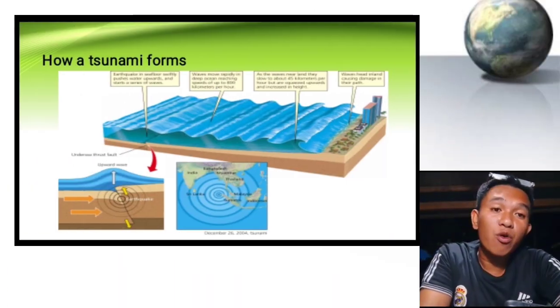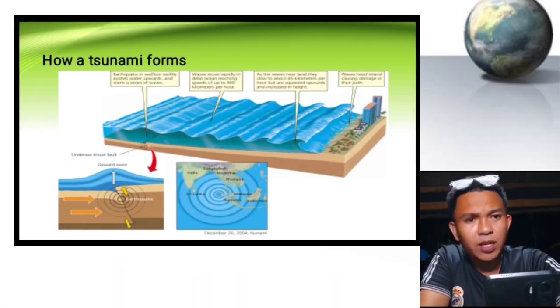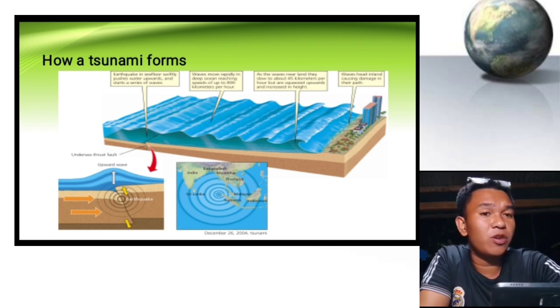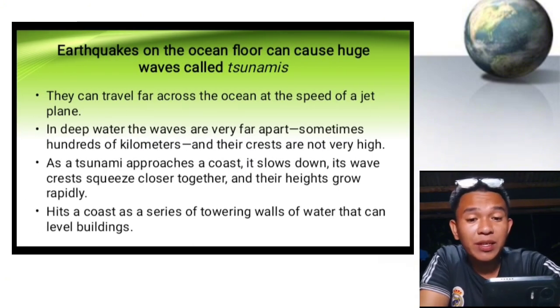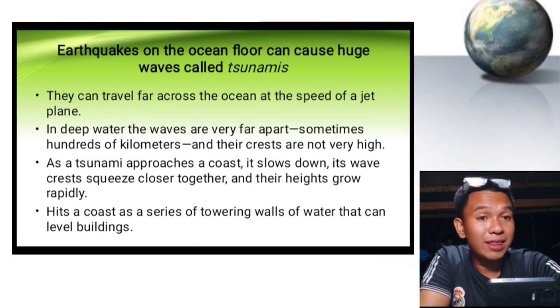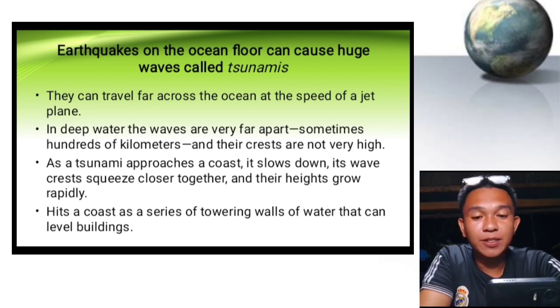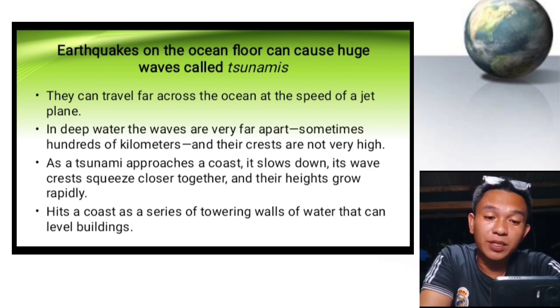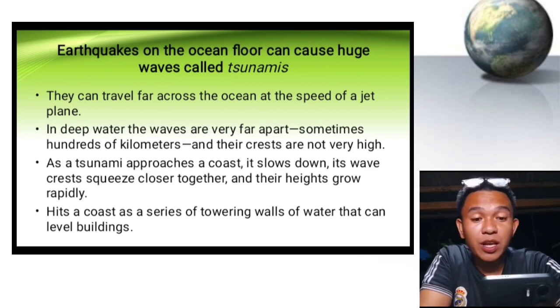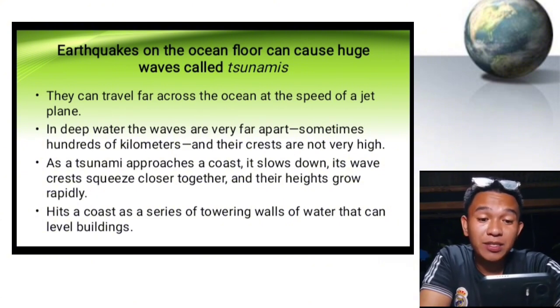Let's talk about how powerful a tsunami is and how it affects the earth's surface that surrounds us. First, tsunamis can travel far across the ocean at the speed of a jet plane, so it is very fast. Next, in deep water, the waves are very far apart, sometimes hundreds of kilometers, and their crests are not very high. As a tsunami approaches a coast, it slows down, its waves squeeze closer together, and their heights grow rapidly.